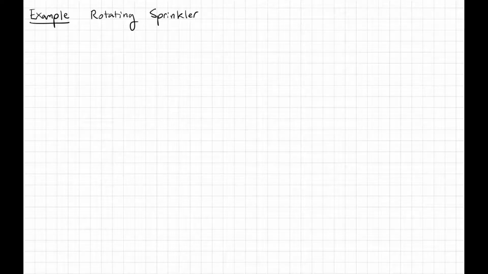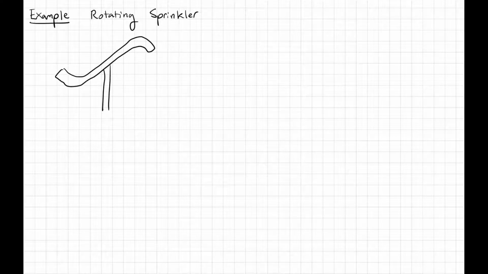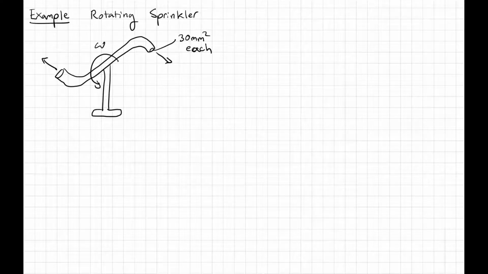All right, so our final example that I'm going to do for mass conservation is one that we'll come back to later in the context of conservation of angular momentum. So this is a rotating sprinkler. The idea is I've got an old school sprinkler that has two exits that are spraying water out of them, but the head is free to rotate.